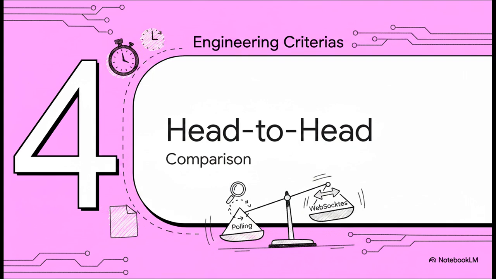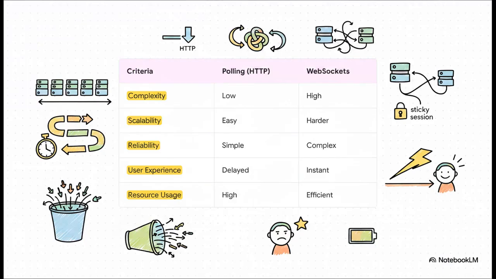Okay, so we've seen how both of these work in theory. Now, for the fun part, let's put them side by side and really compare them across some key engineering criteria and see where each one truly shines, or doesn't. This table really breaks it all down, doesn't it? Let's walk through it. For complexity, polling is just low.